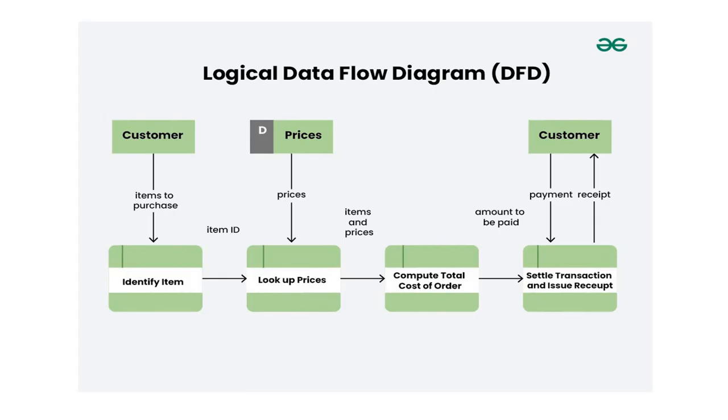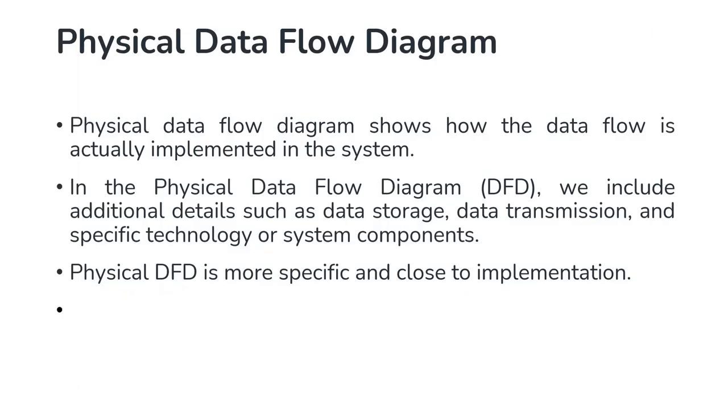And that payment will be done by the customer, and after completion of that payment, the receipt will be provided to the customer. So this is the complete logical data flow diagram for the customer paying for that particular item according to the prices mentioned, then the payment will be completed, then the receipt will be provided to the customer. So this is a complete logical data flow diagram.